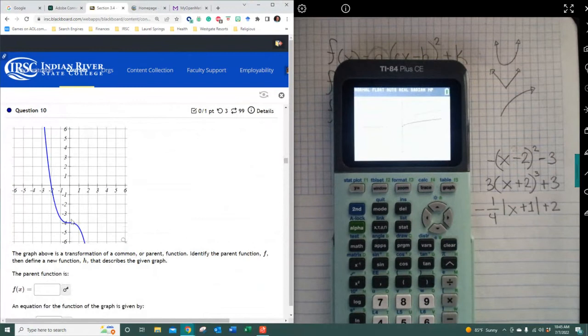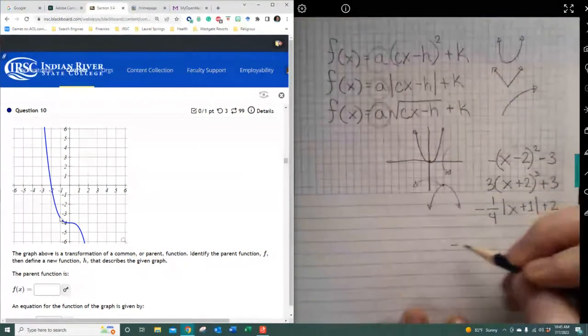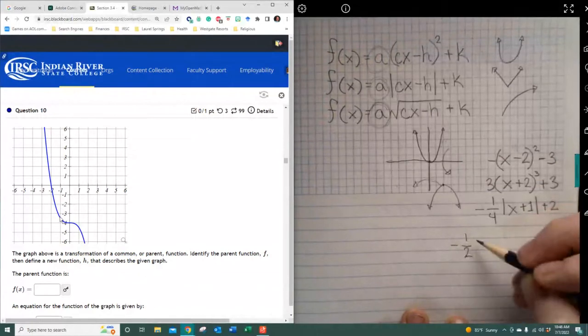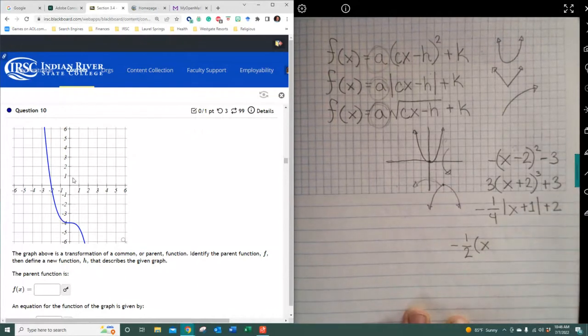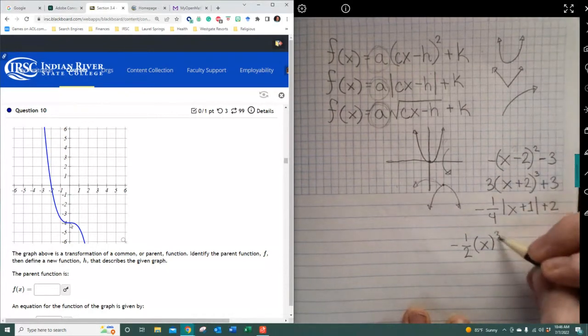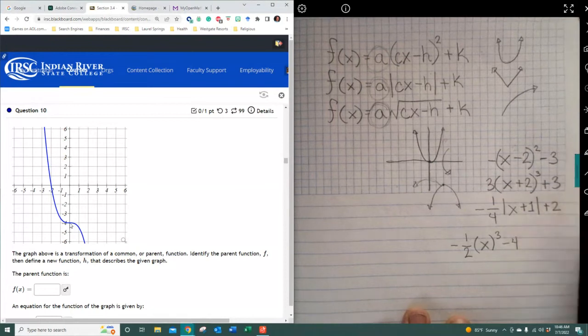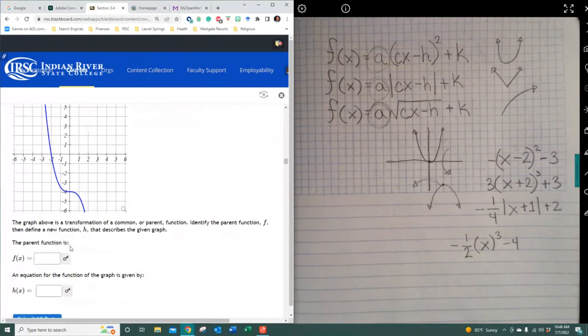Now, this one, look at this. It should be at one unit away, it should be at 1. But it's not, it's only half of it. So it's a half, so that one's going to be 0.5. So it's also negative. So our answer is negative 1/2 of, and this is a cubic root function, and it moved 4 units down. So that's what that looks like.